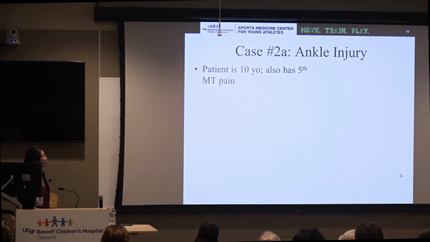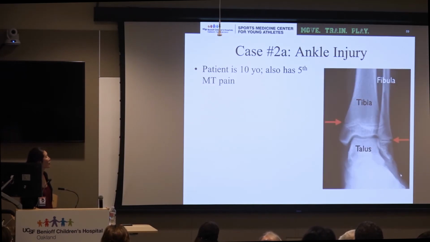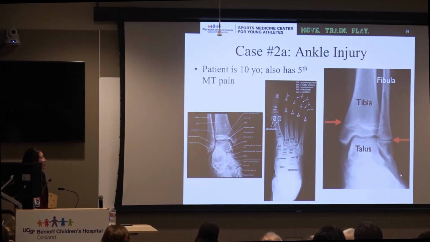But what about this case? What if the patient is 10 and they also have fifth metatarsal pain? So at the age of 10, their physes are still open. Remember, we talked about this. So you want to really make sure you're carefully looking at all the physes. And they also have fifth metatarsal pain. You want to make sure there's nothing going on there.